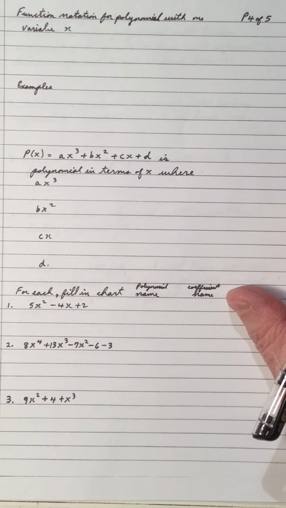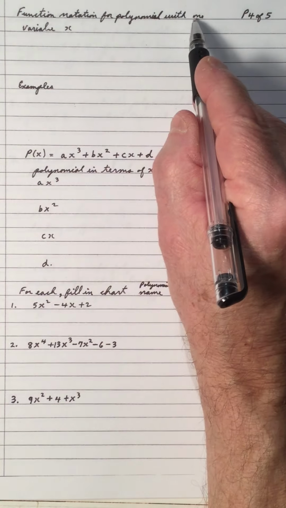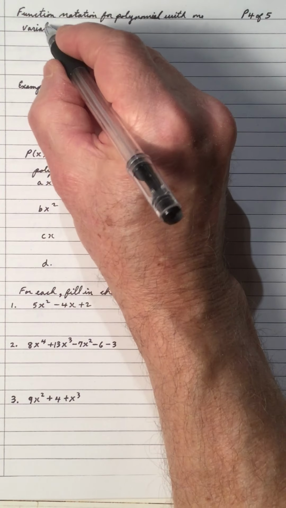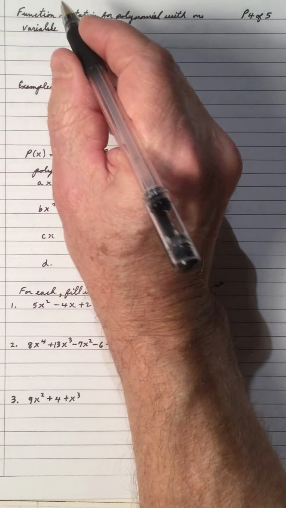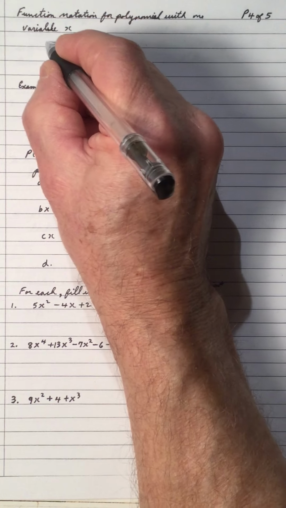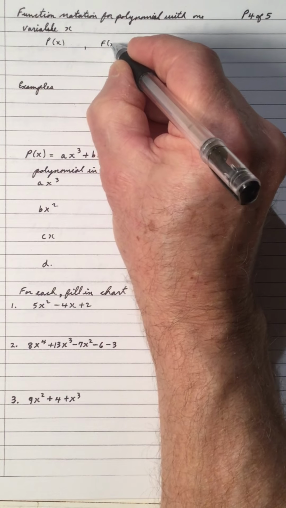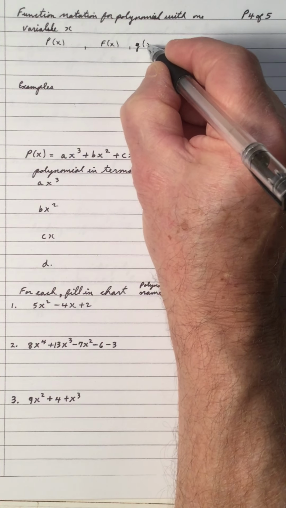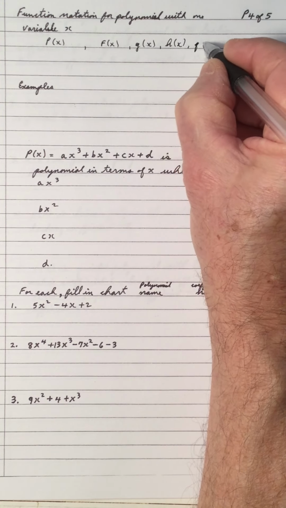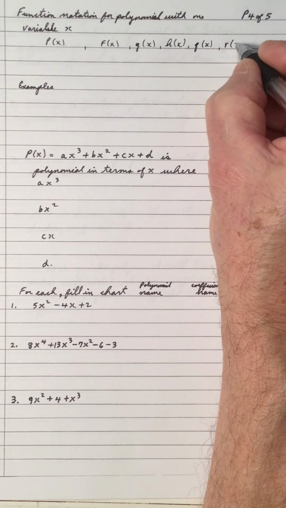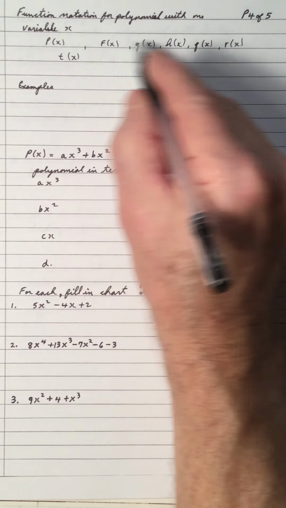We have function notation for polynomials with one variable, and the variable is x. So the function notation is like p of x, or it could be f of x, or g of x, or h of x. There are many of them. It doesn't make any difference. Q of x, or r of x. You can keep going. T of x. But as long as it has that function notation.